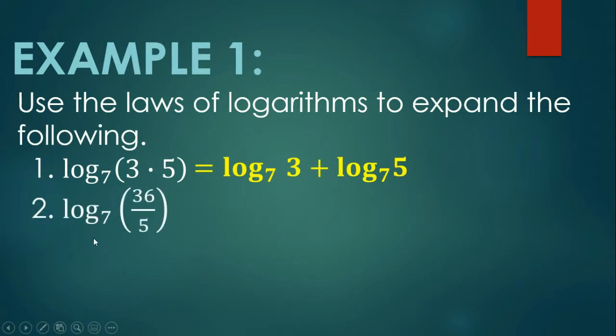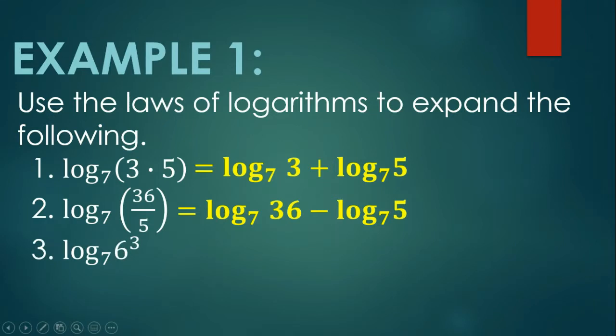The second item, we have log base 7 of 36 all over 5. Since quotient ito, we can use the second law. So pwede nating paghiwalayin, lalagyan natin ng log base 7 yung numerator, and then the operation is subtraction, and then log base 7 of the denominator which is 5. So our answer will be log base 7 of 36 minus log base 7 of 5. Then third one, log base 7 of 6 raised to 3. Since yung term na to ay may exponent which is 3, pwede natin siyang ibaba, we can use the third law. So our answer will be 3 times log base 7 of 6. Understood?